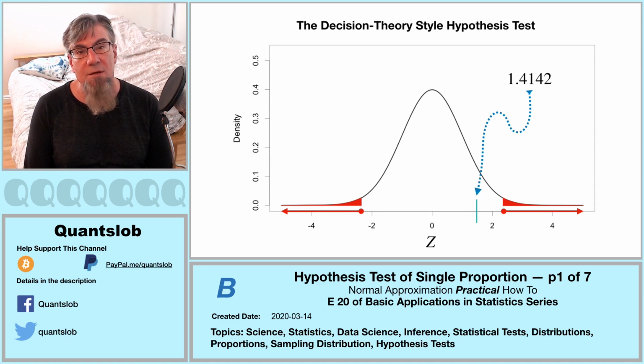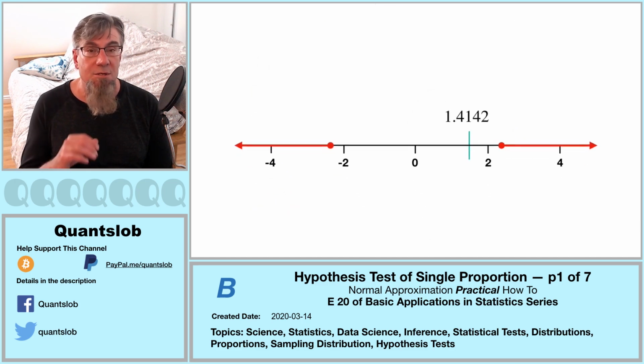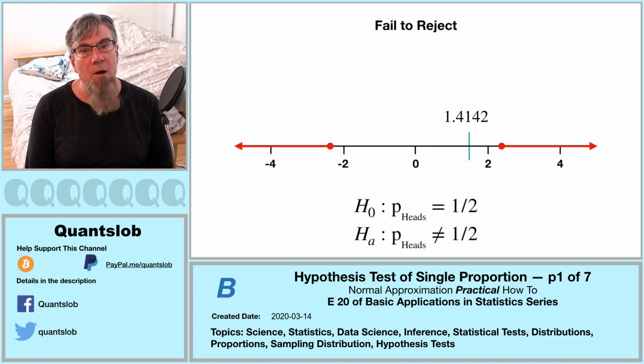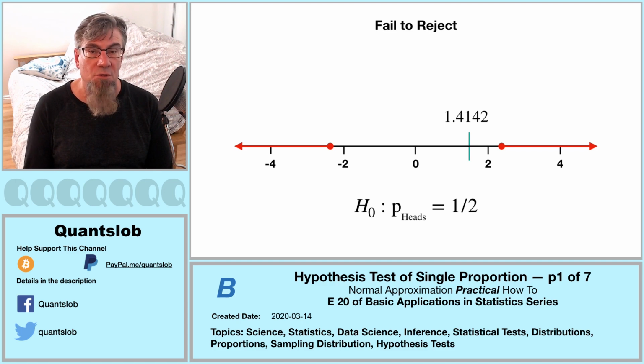This test statistic does not fall in our critical region. It is neither less than negative 2.3 nor greater than positive 2.3. Since our test statistic does not land in the critical region, we do not reject the null hypothesis. That is, we fail to reject the null. In our little make-believe experiment with this coin, our 50 flips or trials, we did not encounter sufficient statistical evidence to overturn our assumption that the coin is fair. And that's really all there is to it.